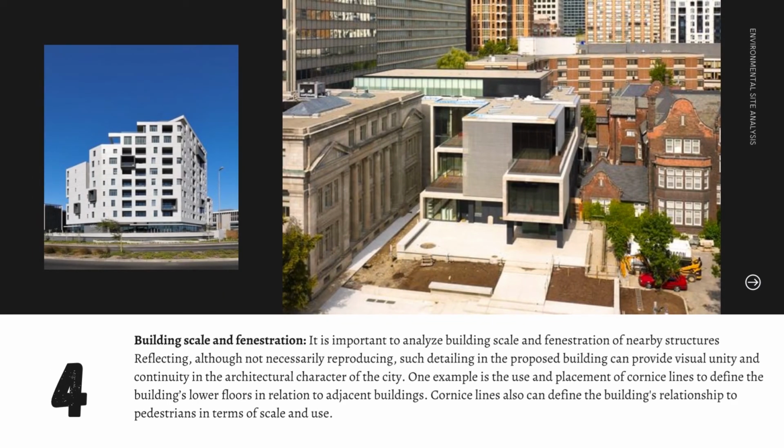Fourth is the building scale and fenestration. It is important to analyze building scale and fenestration of nearby structures reflecting, although not necessarily reproducing, such detailing in the proposed building can provide visual unity and continuity in the architectural character of the city. One example is the use of placement of cornice lines to define the building's lower floors in relation to the adjacent buildings. Cornice lines also can define the building's relationship to the pedestrians in terms of scale and use.